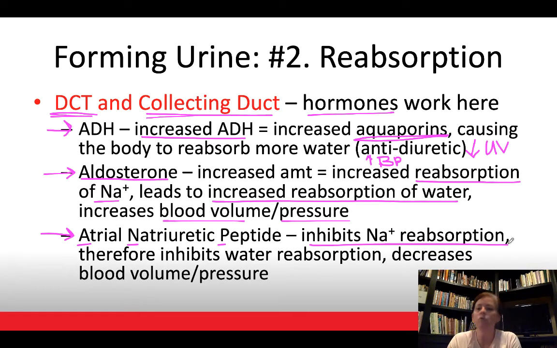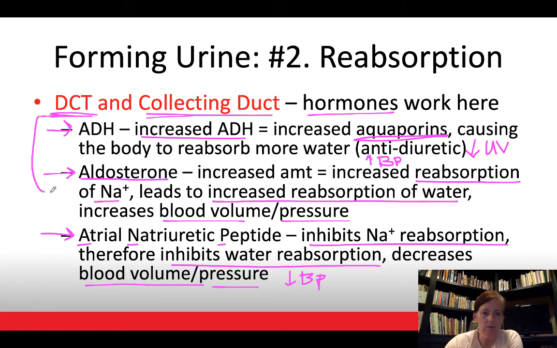So if we don't reabsorb sodium, we will secrete sodium into the tubule, or sodium will stay in the tubule, and it will actually pull water into the tubule with it. Okay? So decreasing sodium reabsorption is going to also decrease water reabsorption. If we decrease the amount of water we're reabsorbing, we thereby decrease blood volume and end up ultimately decreasing our blood pressure.